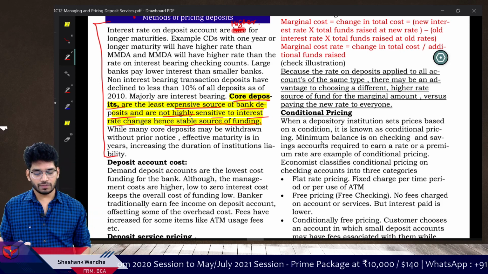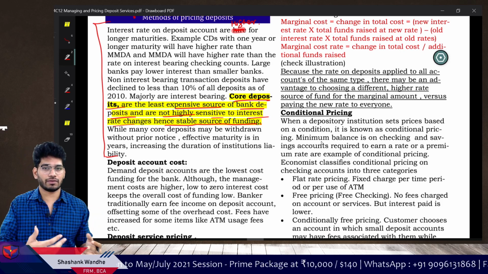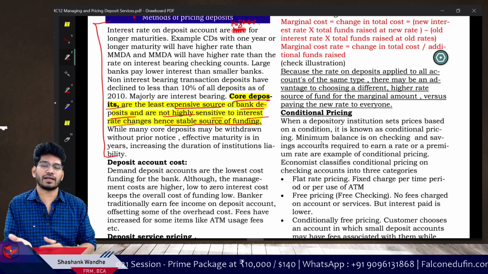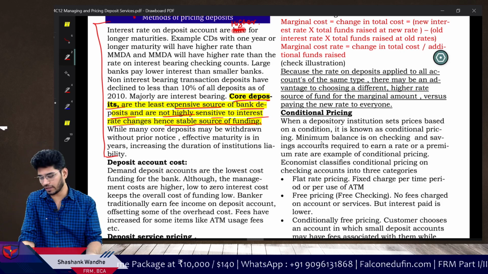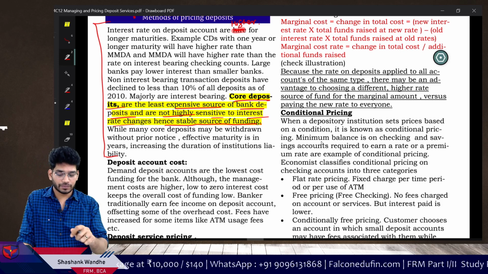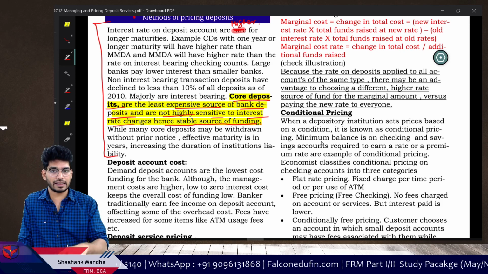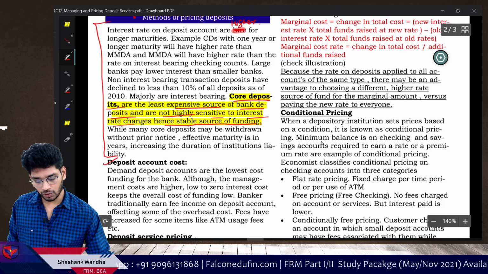Okay, so in a savings account, if the interest rate changes, customers are not going to withdraw their money, right? So it has a different purpose. Savings accounts have a different purpose, like they want to save their money. So because of this particular point, core deposits are not interest sensitive and are the least expensive source of funds. Now, deposit account cost.